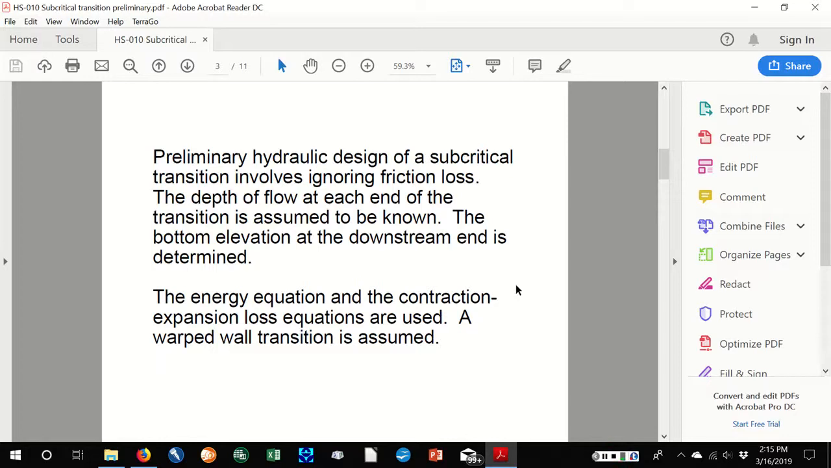Preliminary hydraulic design of a subcritical transition involves ignoring friction loss. The depth of flow at each end of the transition is assumed to be known. The bottom elevation at the downstream end is to be determined. Notice this is very similar to the direct step method, where we have a known elevation at each end. The energy equation and the contraction expansion loss equations are used, and a warped wall transition is assumed.